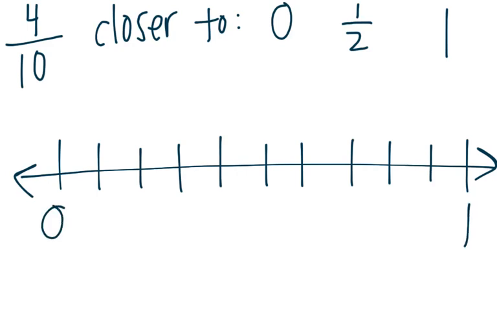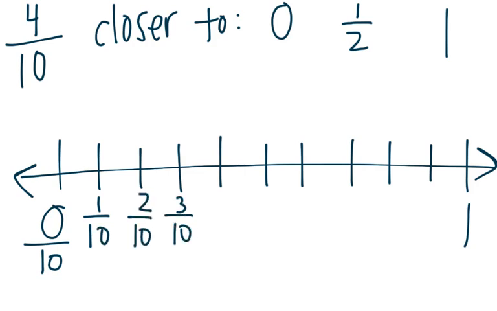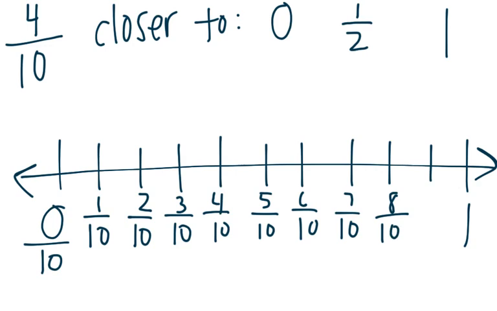So our next thing to do is to label all these spots on the number line. So we're going to label on the bottom today. So 0/10, 1/10, 2/10, 3/10, 4/10, 5/10, 6/10, 7/10, 8/10, 9/10, and 1 whole, which is also 10/10.